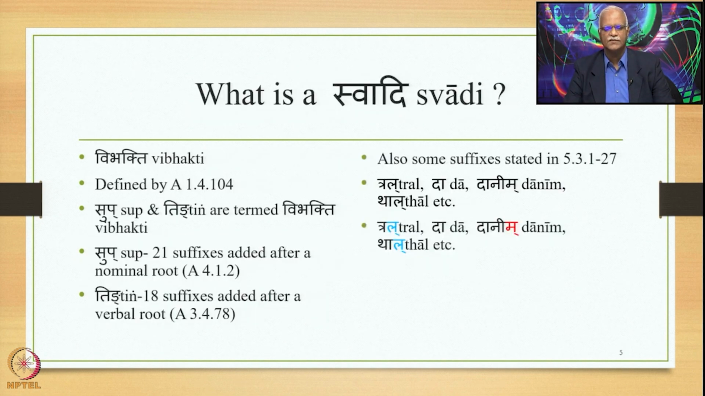So Swadi is generally referring to a vibhakti defined by 1.4.104. Vibhakti means sup and ting. Sup are 21 suffixes which are added after a pratipadika or a nominal root and are stated in 4.1.2. And ting suffixes, they are added after a verbal root or dhatu and they are stated in 3.4.78. The term vibhakti also applies to some other suffixes, tral, etc. But as far as Swadi is concerned, they are only sup and ting.